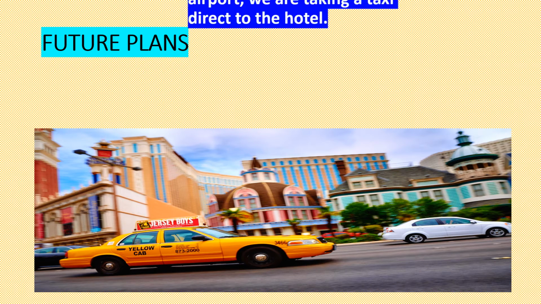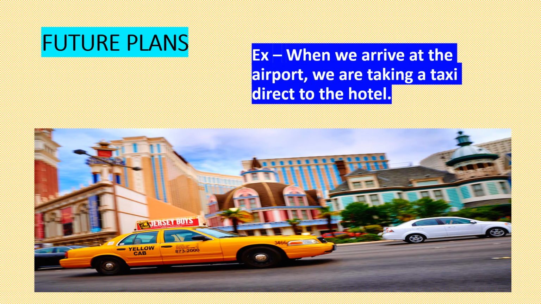Lastly, to describe your future plans. When describing something that will take place in the future, the present continuous tense can be used when you are discussing something that is already discussed or planned ahead. For example, when we arrive at the airport, we are taking a taxi direct to the hotel.